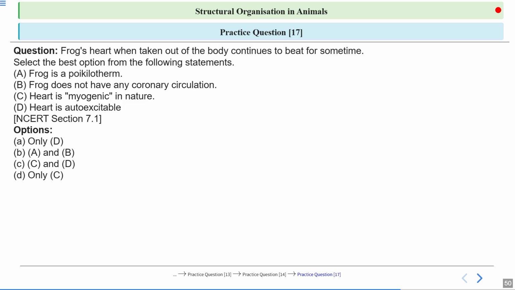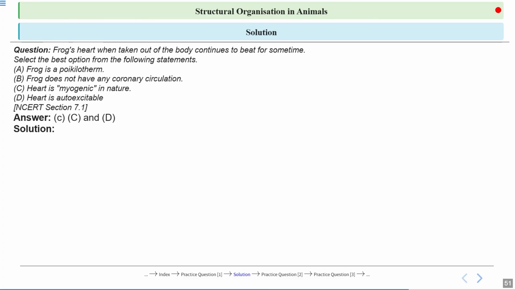Frog's heart, when taken out of the body, continues to beat for some time. Select the best option from the following statements. A, frog is poikilotherm. B, frog does not have any coronary circulation. C, heart is myogenic in nature. And D, heart is auto-excitable. So what are the options that are correct? Option A, only D. B, A and B. C, C and D. And option D says only C. Let us see the answer. The answer is option C, C and D.